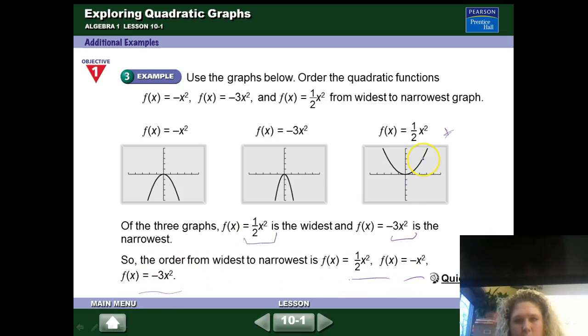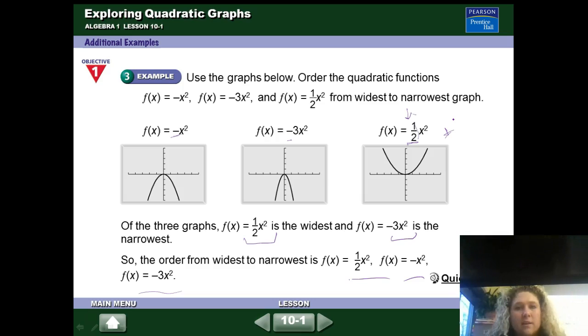Now, what I want to emphasize here, and what I want to make sure that you see, is when your a value, we talked about being positive, it's going to open up. If it's negative, it's going to open down. But now the width is what we're looking at. When you have a fraction, it is going to be wider. It's going to continuously get wider and wider as your fractions get smaller.